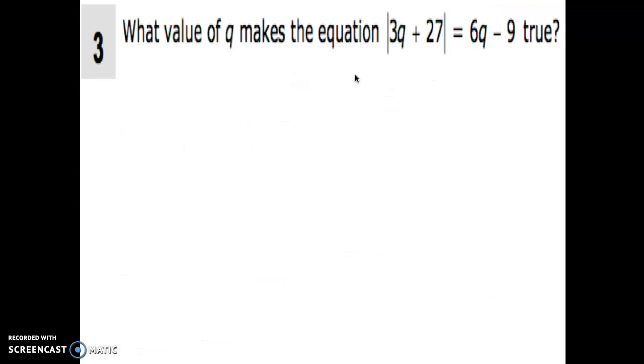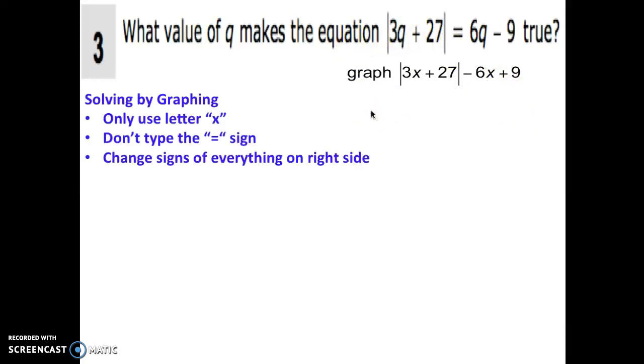Question number three. This one, I'm going to let you sort out. I'm just going to give you the setup. Remember that we're going to graph this. Whenever it says solve or find the value, or you see an equal sign with a left side and a right side, you're going to be able to graph these and use menu 5-1. And I'll give you some quick guidelines for graphing. Remember that when you're solving by graphing, you only use the letter X. That's why I changed the Q into X.